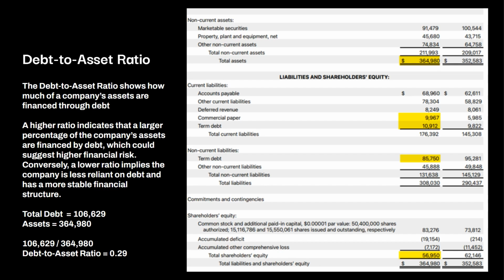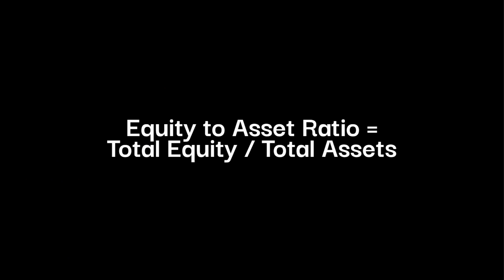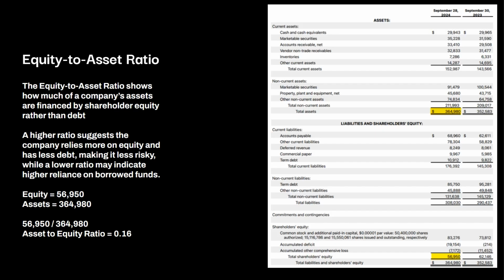All right, equity to asset ratio, which is going to be our total equity divided by our total assets. And then you can see, again, grab our equity, which is at the bottom, 56,950. We grab our total assets, which is 364,980. Divide them across, you get 0.16. And the equity to asset ratio shows you how much of a company's assets are financed by shareholders' equity rather than debt.